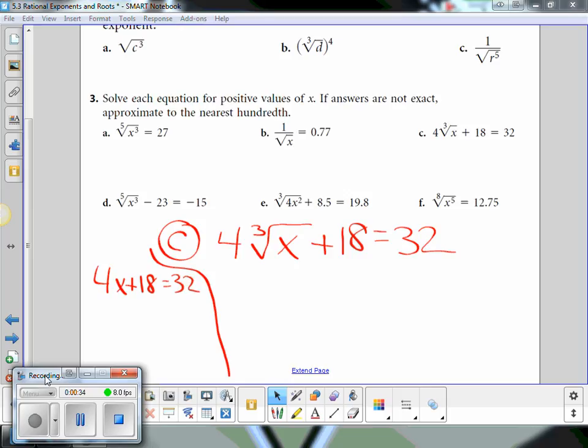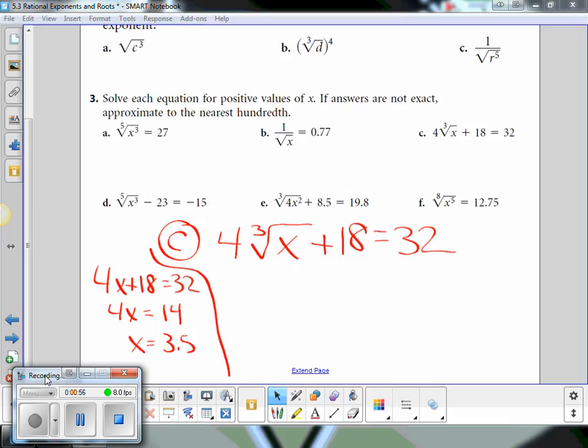Just yell it out. So you'd take away 18 from both sides, and you'd get 14, right? 32 minus 18 is 14. True or false? Okay. Then you would do what to both sides? Divide by 4, and you'd get 3.5, and you'd be done.